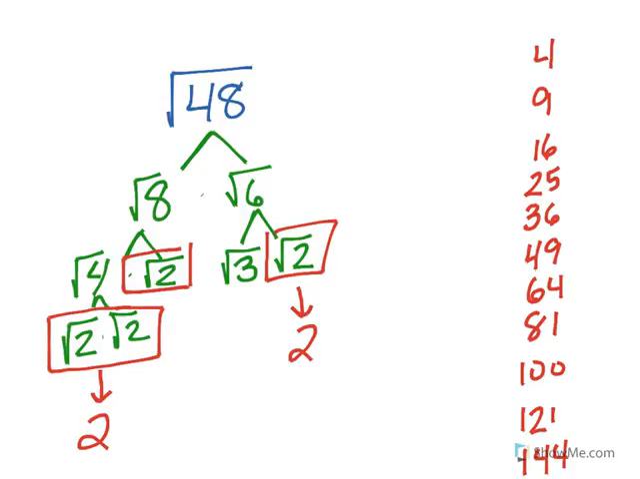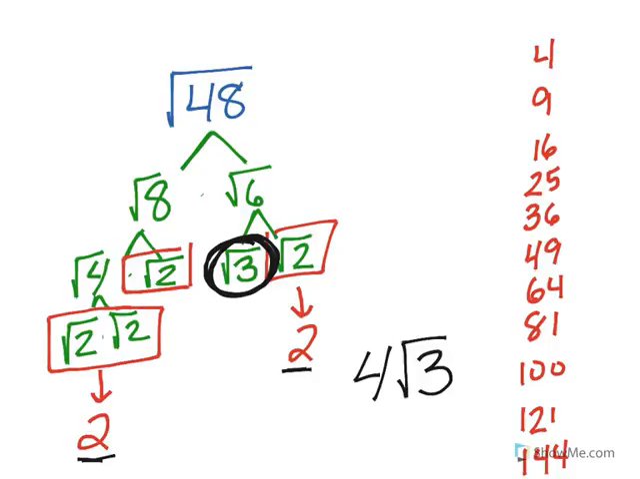And I'm left all alone here. This 3 is all by itself. It's not a perfect square, but a radical. So I'm going to multiply those whole numbers and get 4. These 2, this set of 2's, and then a radical 3. So there is my answer.